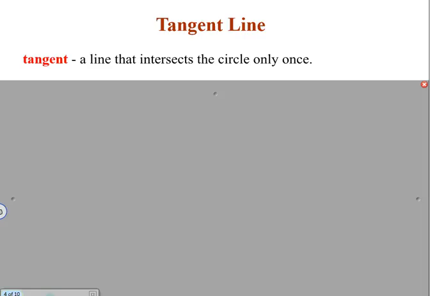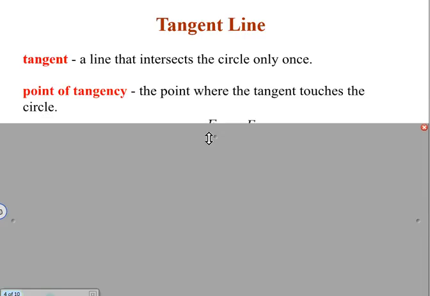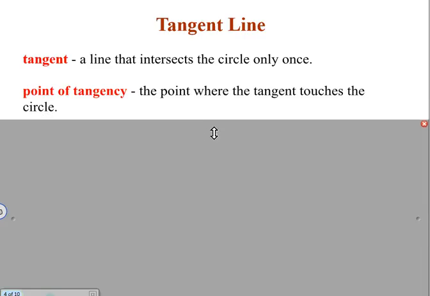Next, we're going to talk about a tangent line. And we start with the definition. Tangent is a line that intersects the circle only once. The point of tangency is the point where the tangent touches the circle.